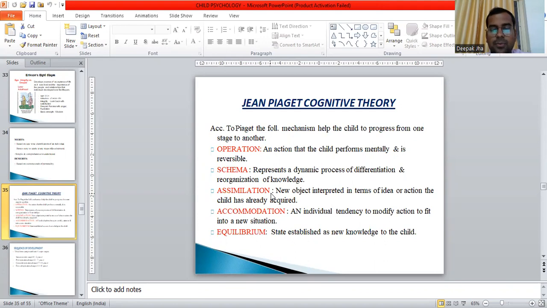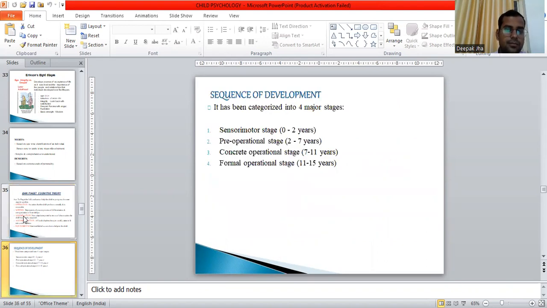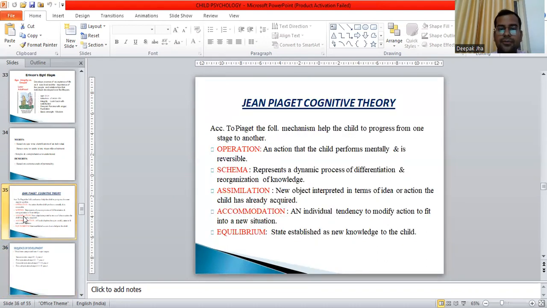And lastly comes the point of equilibration. As I already told you, equilibration is basically the stage between these two. It is between assimilation and accommodation. So after following the process of equilibration, accommodating the new data, the child has new knowledge. So these were the four processes of how thinking develops according to Piaget.